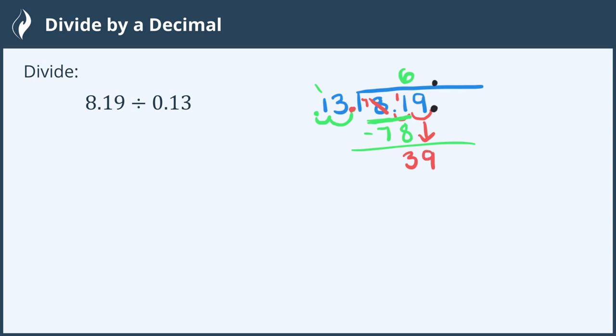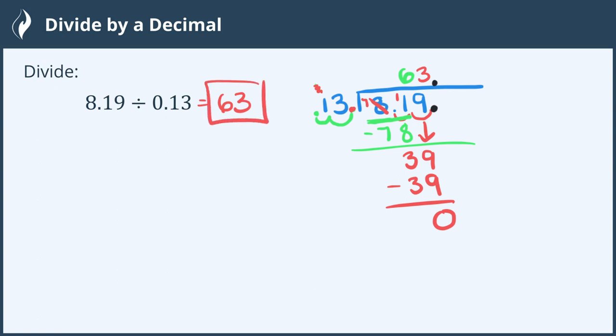13 goes into 39. That one's kind of nice because they're all multiples of 3. 3 times 3 is 9. We already did this one, so we'll ignore it on this next one. 3 times 1 is 3. Subtract gives us 0. And the answer is a whole number of 63.